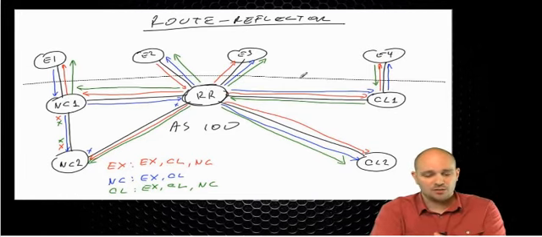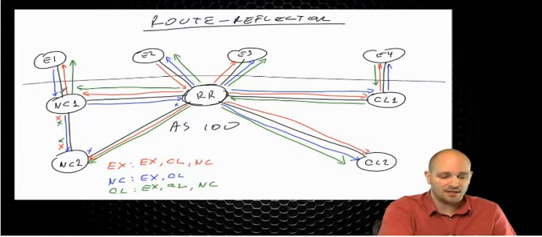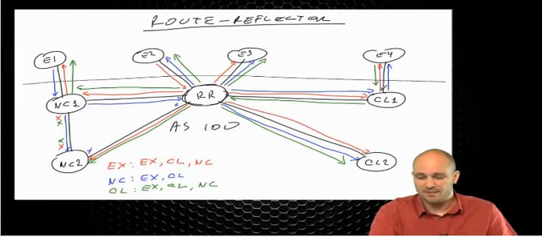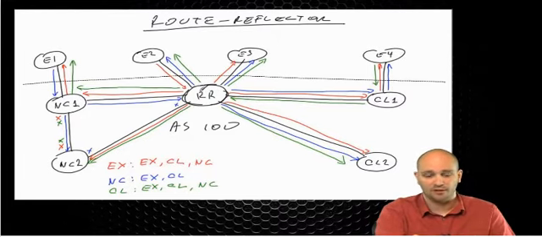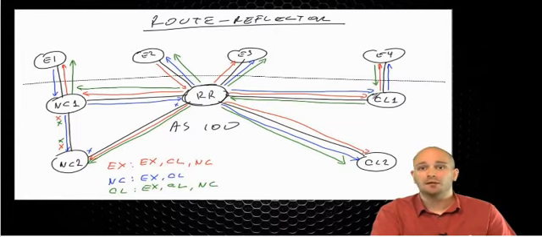Now, let's say that the situation was the other way around, that this is R9, this is R6, and this is R5. If we receive the route on R6, this is a non-client, it will be advertising the route to route reflector, but the route received from a non-client will be advertised to a client, which is fine.